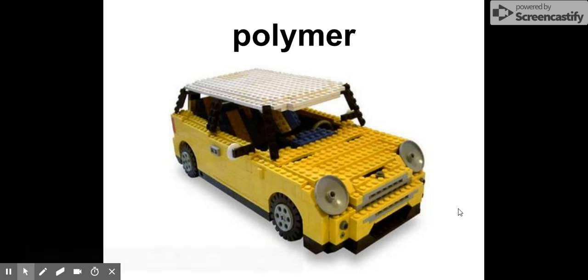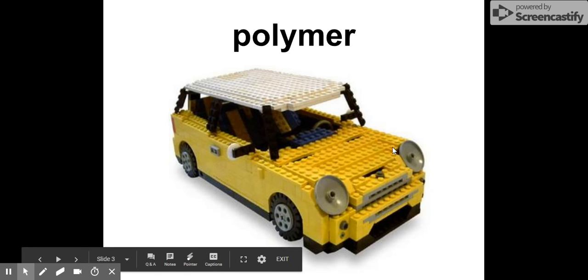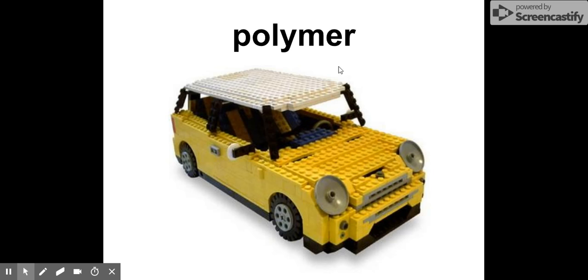So an example of a polymer is this car. So this car is made out of many, many Lego pieces. So it is a polymer, poly meaning many, mer meaning part. So many Legos assembled together. Okay, so there are processes that assemble the polymers, and that's called dehydration synthesis.